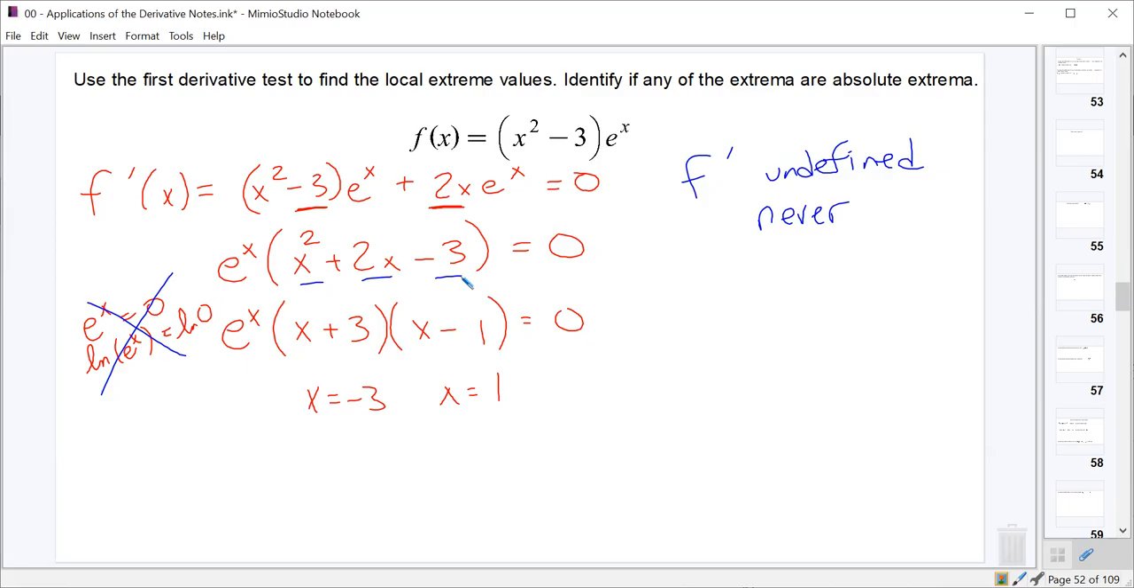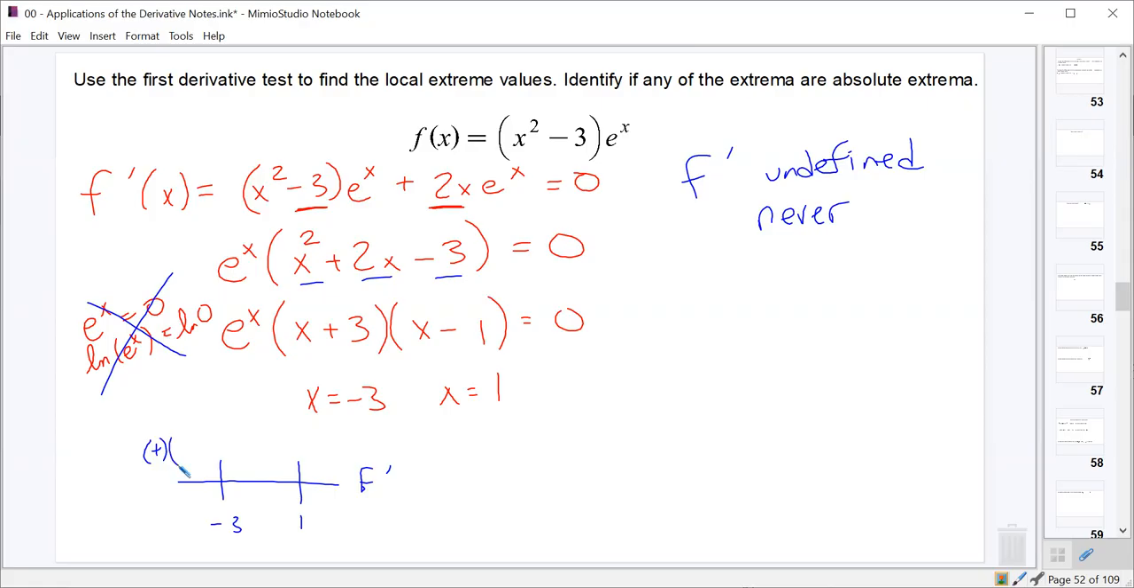So now our sign chart will just include negative 3 and 1. And if we choose something less than negative 3, like negative 1,000,000, and plug it into our derivative, e to the negative 1,000,000 just means 1 over e to the 1,000,000 power, which is a positive number.